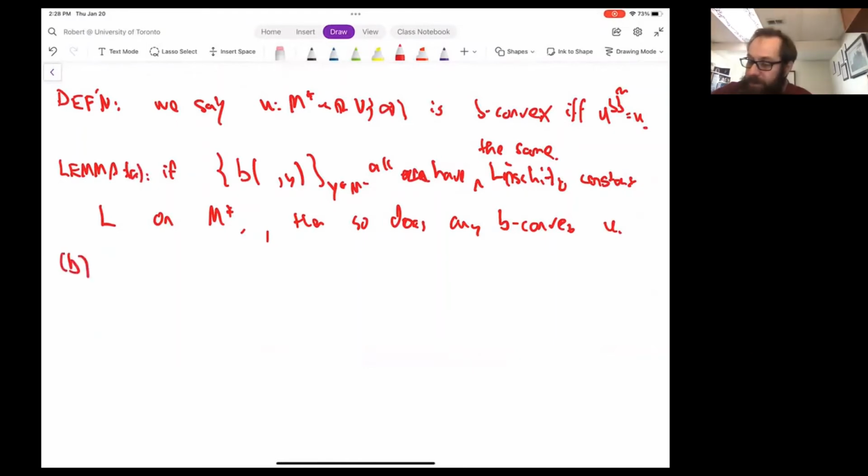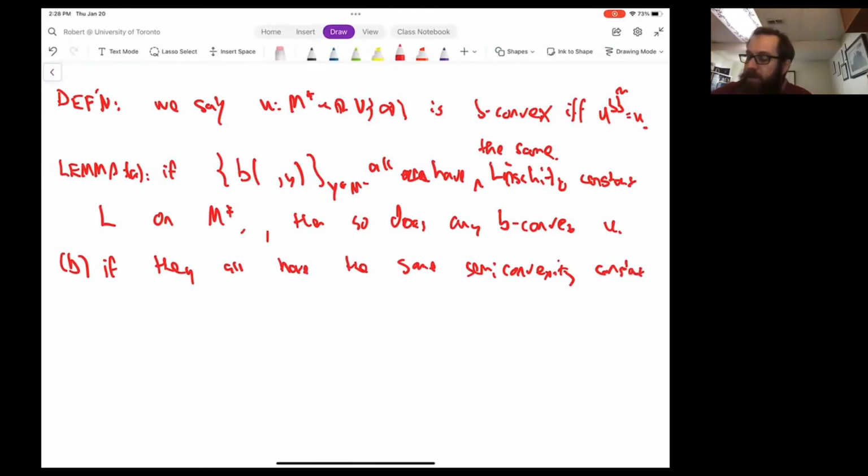And part B is if they all have the same semiconvexity constant, and I can even make this local. So let me say on some subset omega subset of M plus, and so does any B convex U.